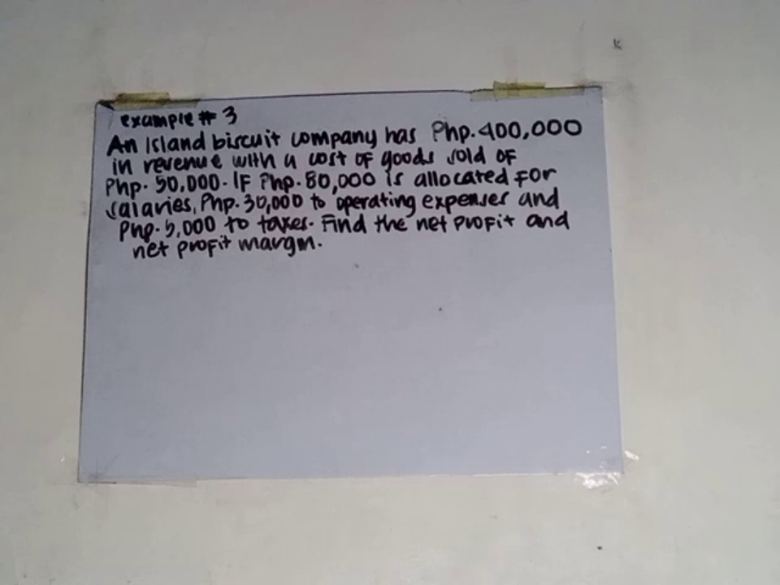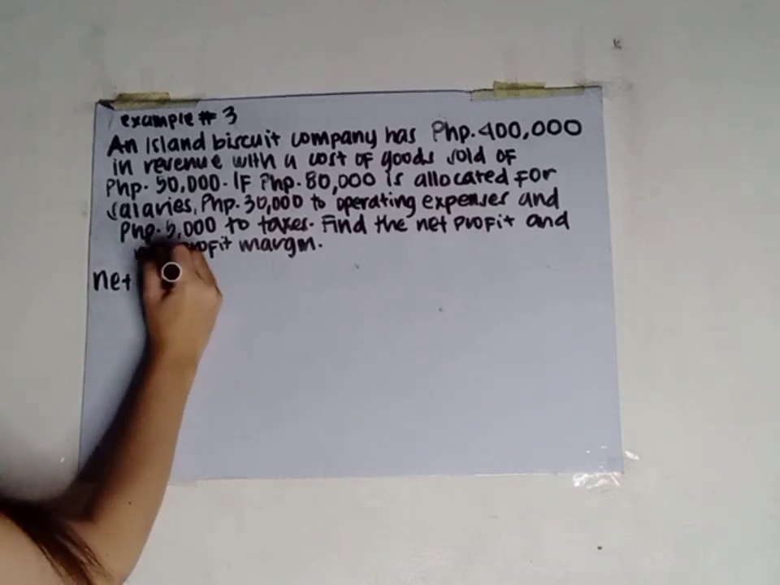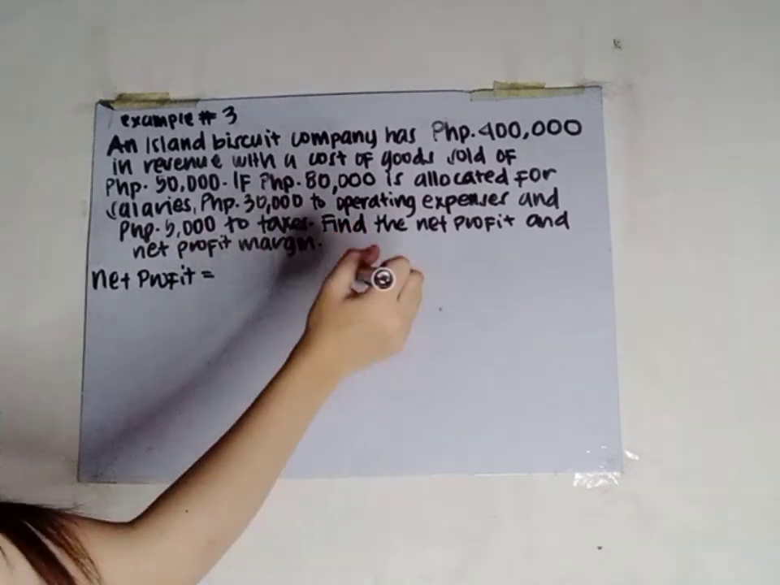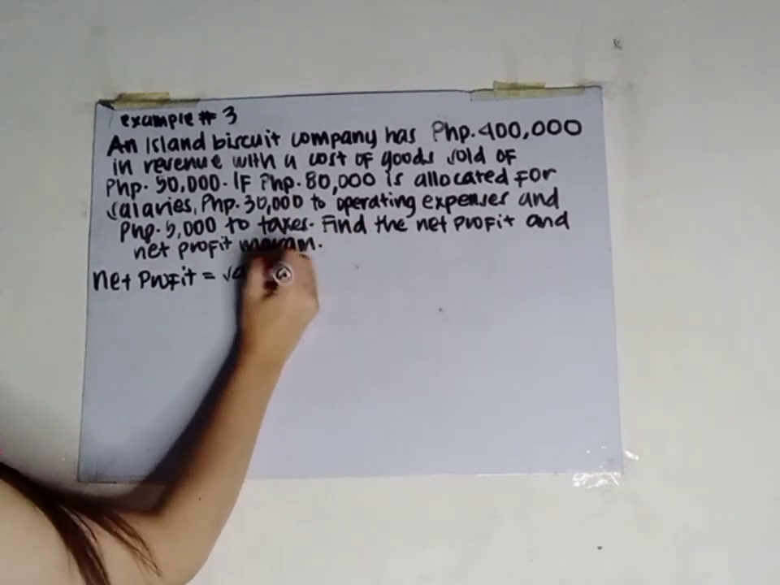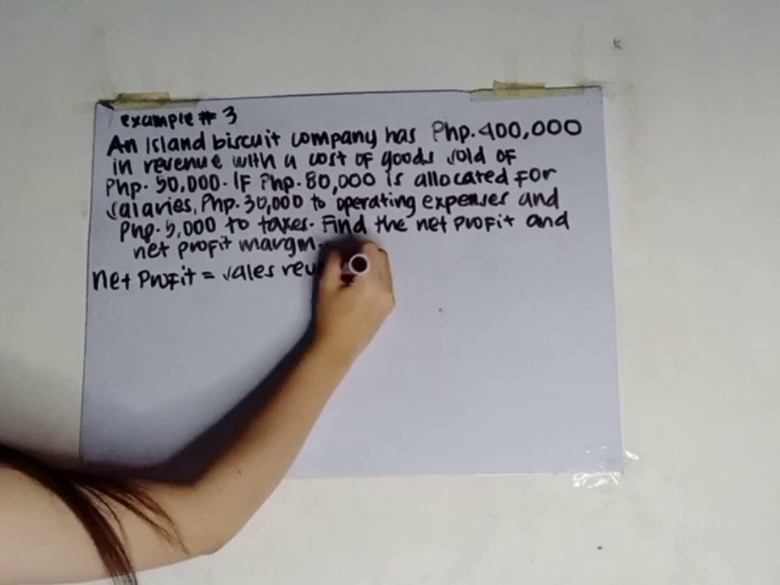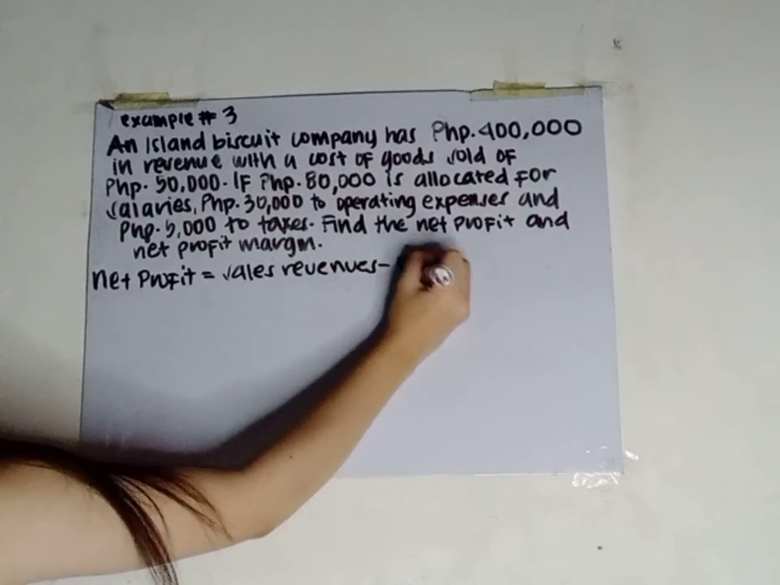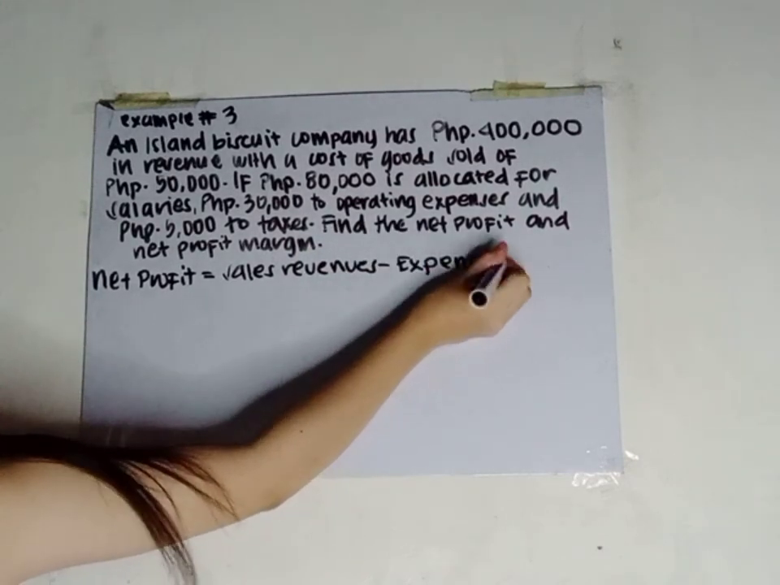Example number 3, an Ireland biscuit company has 400,000 pesos in revenue with a cost of goods sold of 50,000 pesos. If 80,000 pesos is allocated for salaries, 30,000 pesos to operating expenses, and 5,000 pesos to taxes, find the net profit and net profit margin. So net profit equals sales revenues minus expenses.